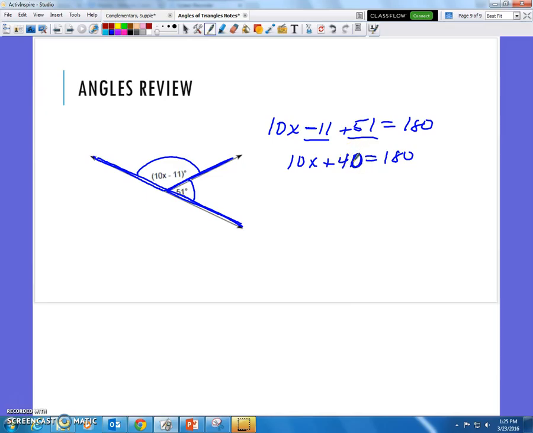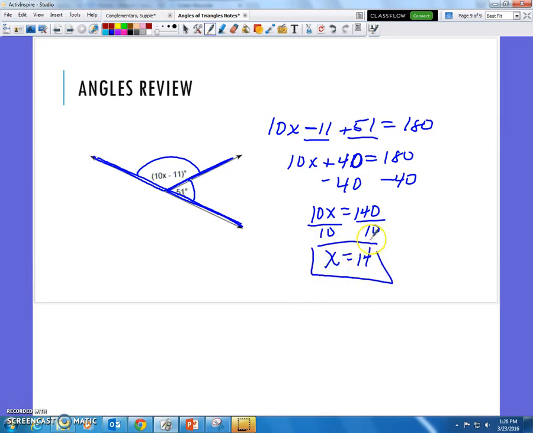And then finally I am solving my two-step equation for my solution. And there you have it. X must equal 14. Okay, so there's a little review in there for vertical, complementary, supplementary angles, as well as the reminder that all the angles in the triangle add up to 180 degrees.